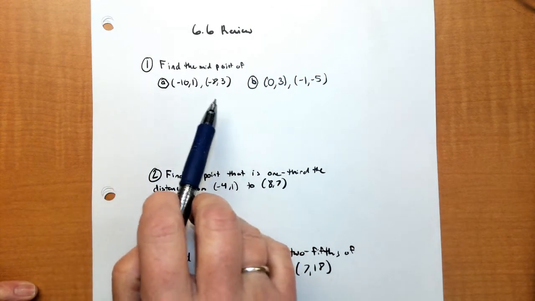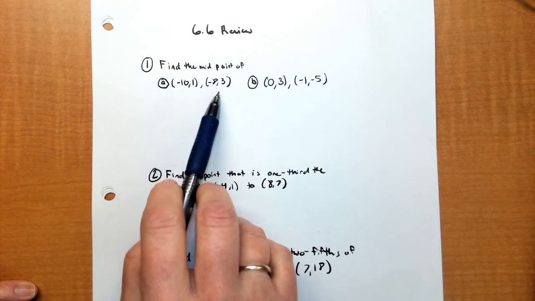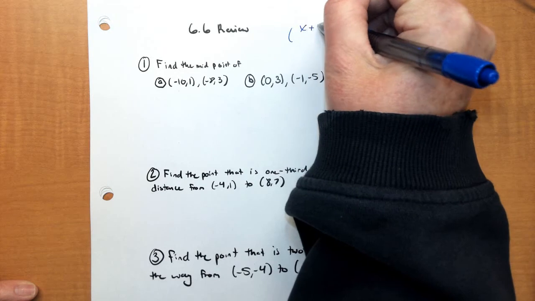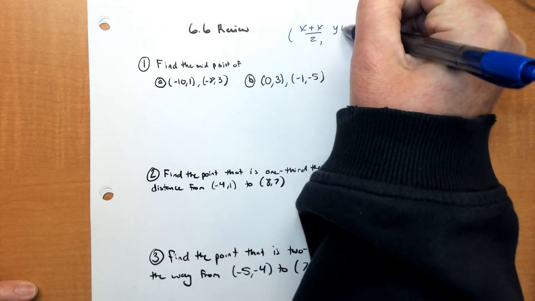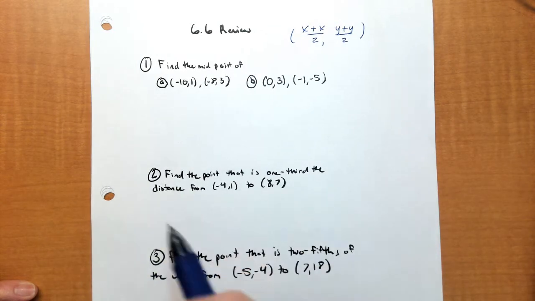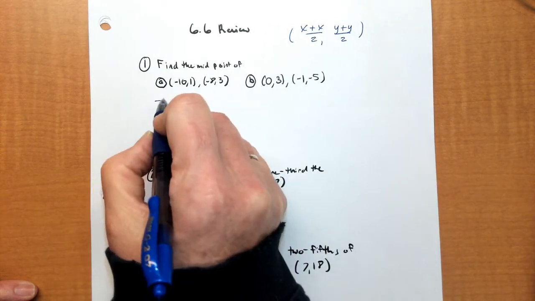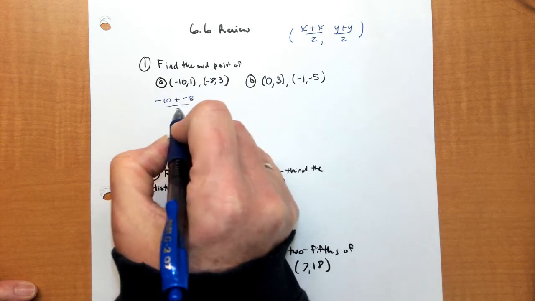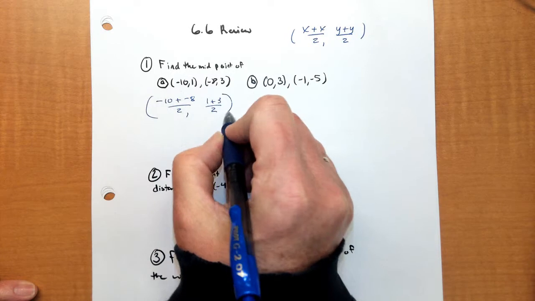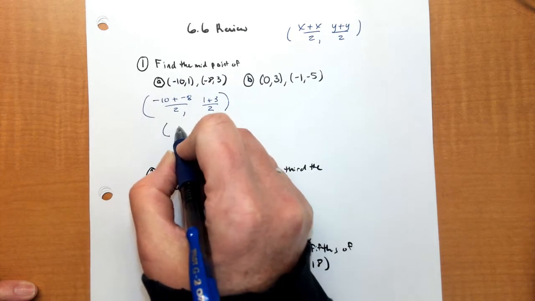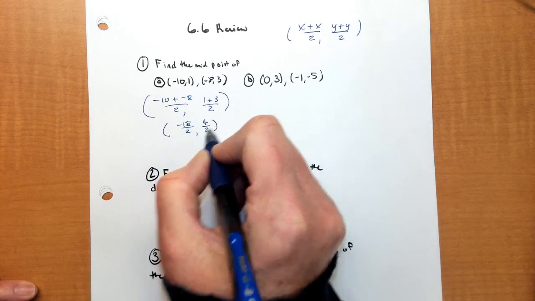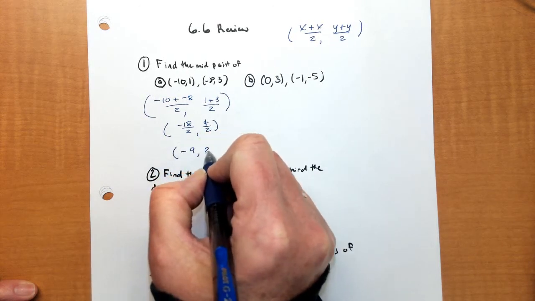So find the midpoint of the points (-10, 1) and (-8, 3). Remember, the midpoint formula is the sum of the x values divided by 2 and the sum of the y values divided by 2. So I'm going to take -10 plus -8 divided by 2, 1 plus 3 divided by 2. Remember, this is a coordinate, so we need parentheses. -18 divided by 2 and 4 divided by 2, which gives us (-9, 2).